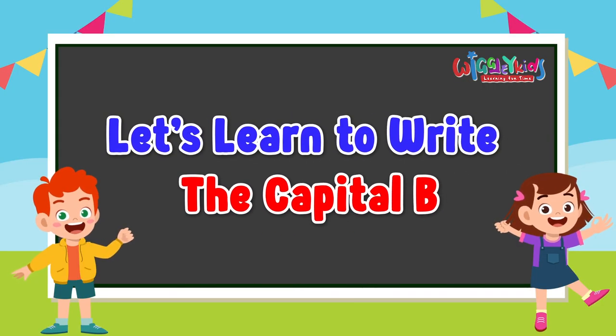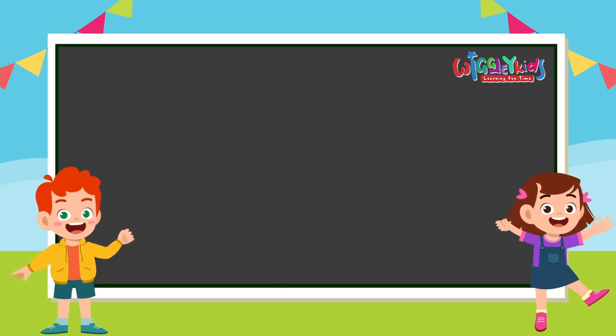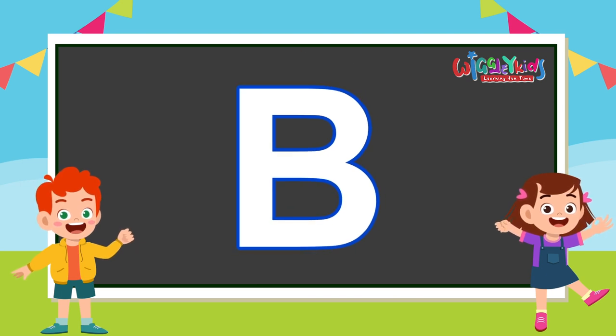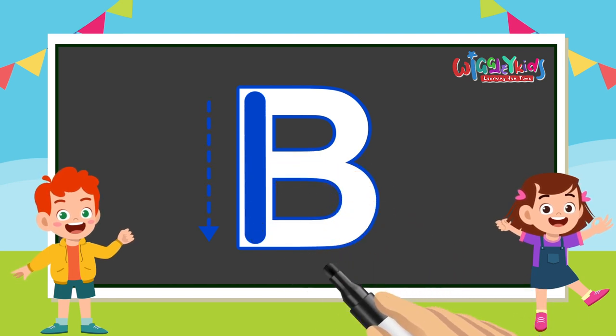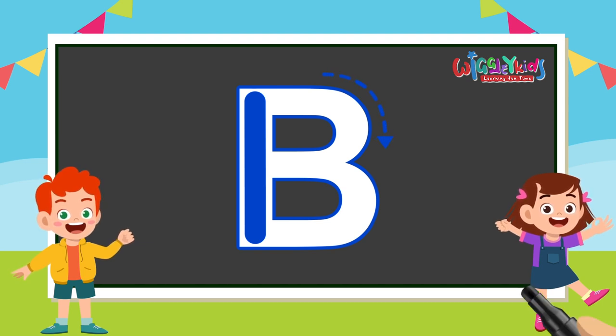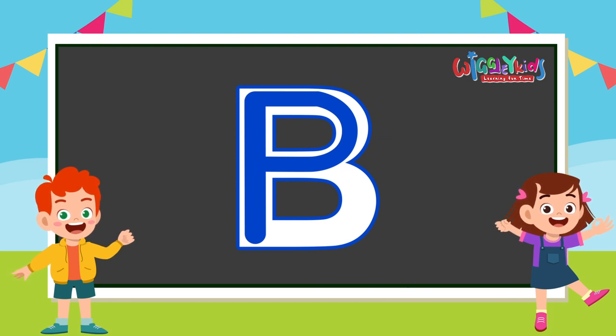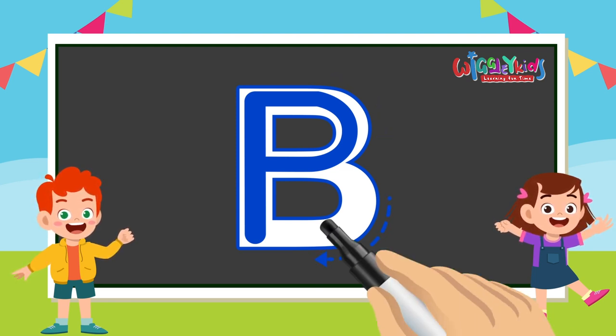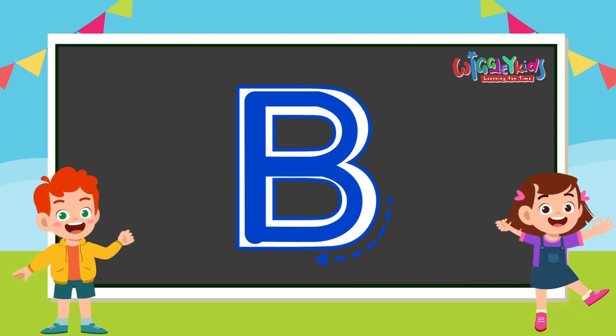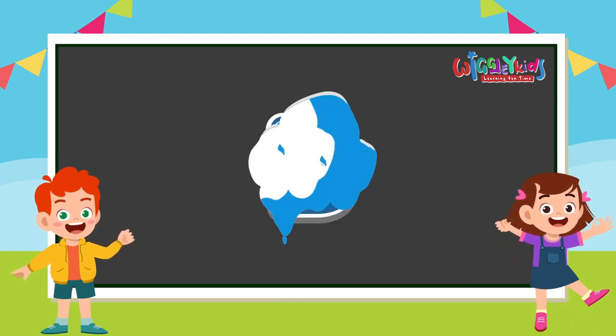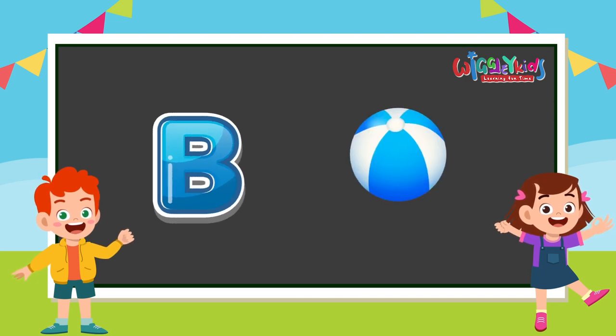Let's learn to write the capital B. First, we will draw a slanting line. Then come back to the top and draw a half circle to the middle. In the end, again draw a half circle to the bottom. B is for ball.